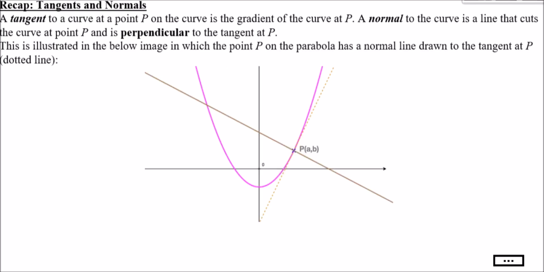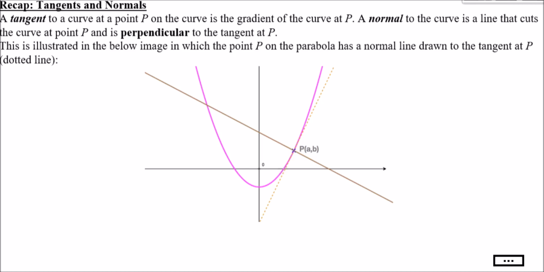So let's have a look here at tangents and normals. A tangent to a curve at a point P is just any point on the curve where the gradient of the tangent is the same as the gradient of that instantaneous point on the curve. Whereas a normal to the curve is a line that cuts the curve at point P and is directly perpendicular to the tangent at P.